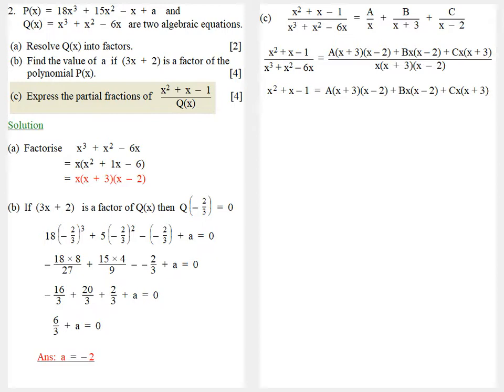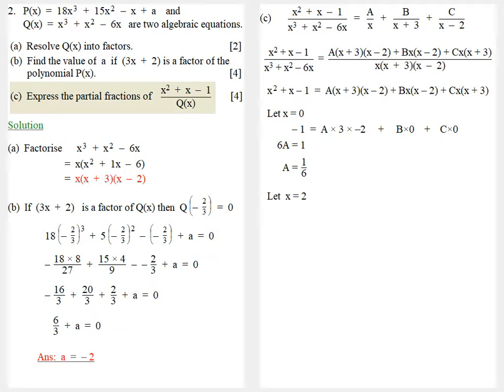Now, this is an identity, so that means it's true for all values of x. So we can select values of x. The most obvious one to take is x equals 0. If we substitute it into both sides, on the left-hand side we get minus 1. On the right-hand side we get a times 3 times minus 2 plus b times 0 plus c times 0. So that gives us 6a is 1, or a is 1 over 6.